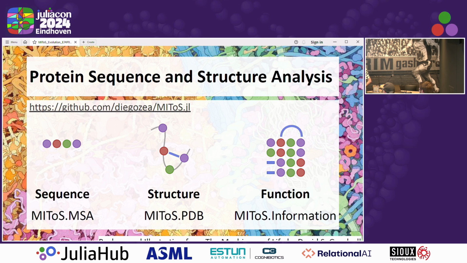So MIToS offers the MSA module that has ways to represent protein sequences and multiple sequence alignments, the PDB module for working with protein structures, and the information module for working with evolutionary information, as conservation and covariation can give us a hint about the function of a protein.